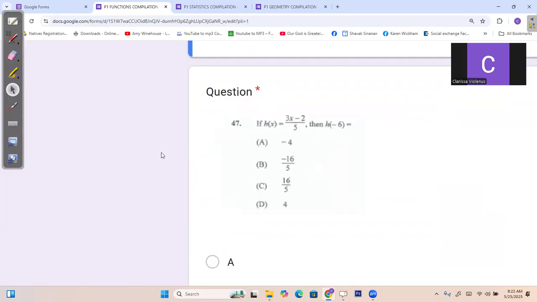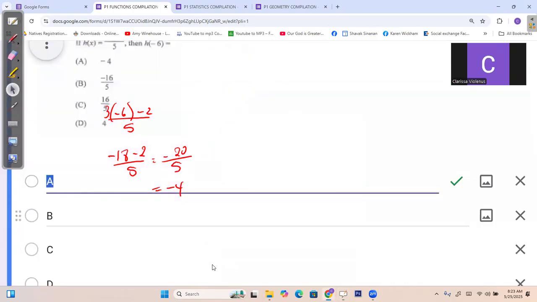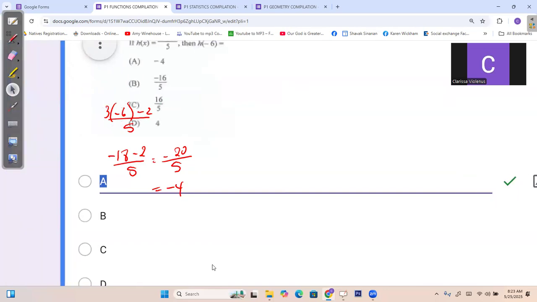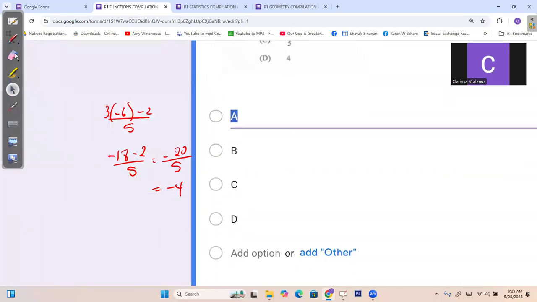All right, the next one. Find h of negative x. So this looks similar, but we have another number here. So we have to put 3 times negative 6 minus 2, over 5. That's negative 18. Negative 18 minus 2 over 5 is negative 20. Negative 20 over 5 is negative 4. So our answer is A. Keep it moving.